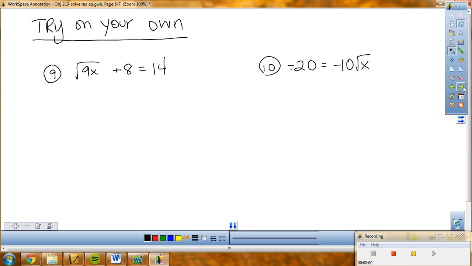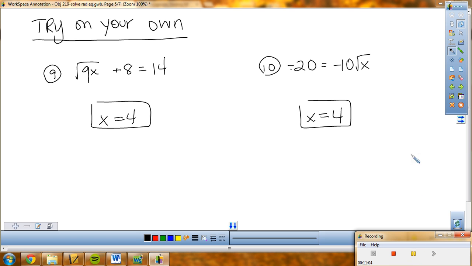So here are two examples where you can try this on your own. This is the square root of 9x plus 8 equals 14. And then number 10 is negative 20 equal to negative 10 times the square root of x. So pause the video, take a minute to try and check this on your own, and we'll be back in a second with your answer.